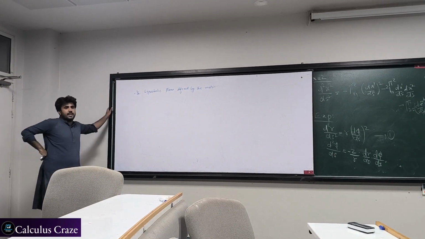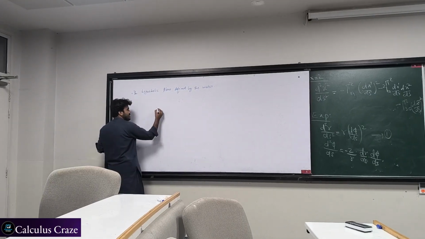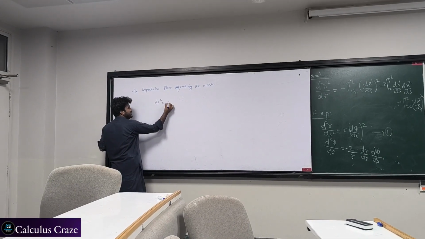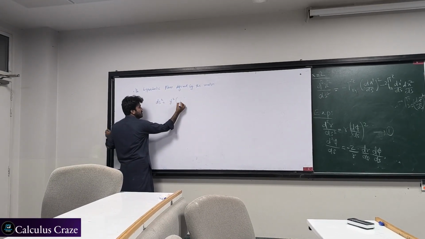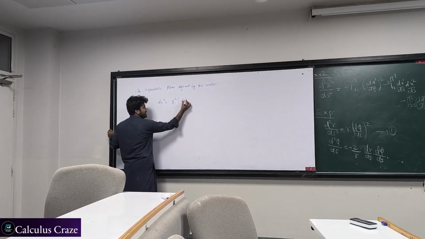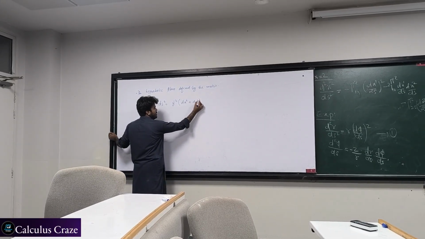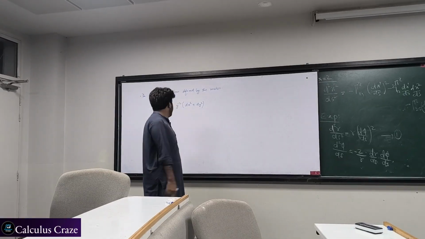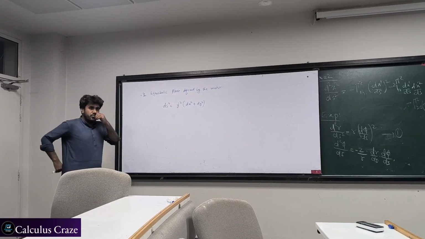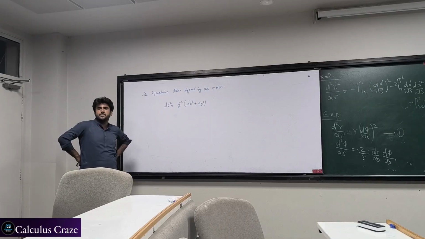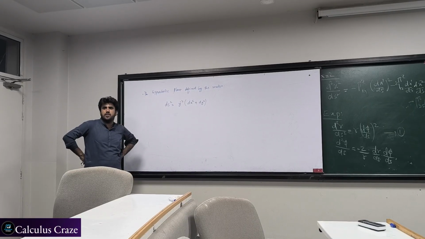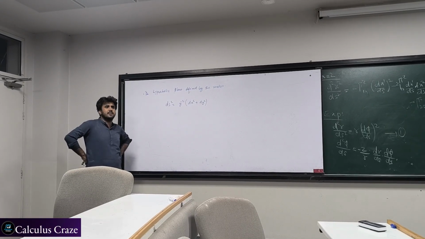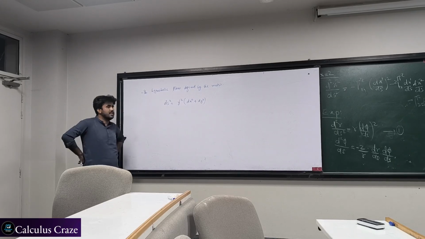Hyperbolic plane defined by the metric. What is the metric? ds squared equals y to the minus 2 into dx squared plus dy squared. So that's the metric of the hyperbolic plane. We are interested in finding out its equations of geodesics.